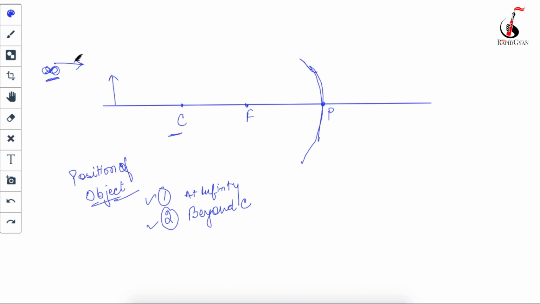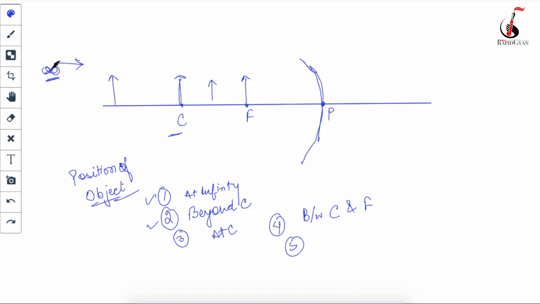Now come much closer to your mirror. Your next position will be at C. So the third position is at C. Now come even closer. What will be your next position? Between C and F. So the fourth position will be between C and F. C and F means center of curvature and your focus. Now what will be the next position? The next position will be at F.